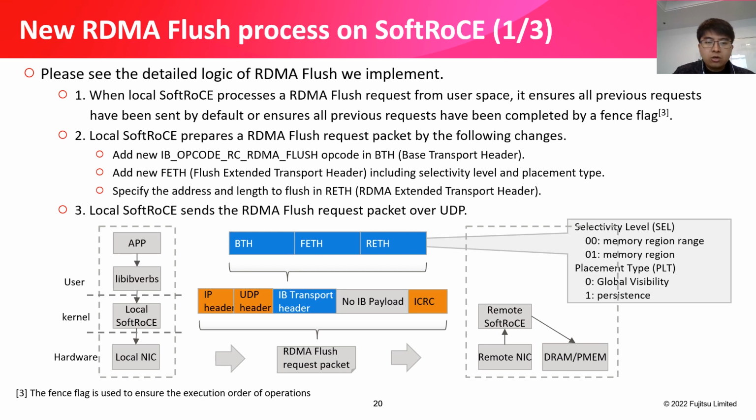Step 2. Local soft RoCE prepares an RDMA flush request packet with the following changes. Add the new IB opcode, RC RDMA flush opcode, in the base transport header. Add the new flush extended transport header, including selectivity level and placement type. And specify the address and length to flush in the RDMA extended transport header. Step 3. Local soft RoCE sends the RDMA flush request packet over UDP.